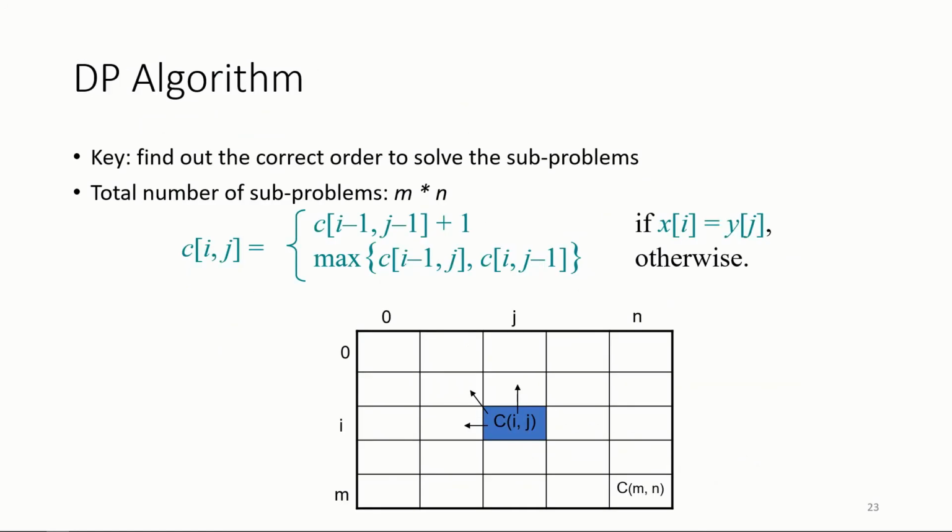Now let's talk about the dynamic programming algorithm for LCS. We need to create a table to store the result of the subproblems. The size of the table should be m plus 1 by n plus 1. Each cell of this table represents a distinct subproblem. If we can fill the cells of this table according to the formula here, the last cell C[m][n] will give us the answer to the result. In other words, the length of the LCS for strings x and y.